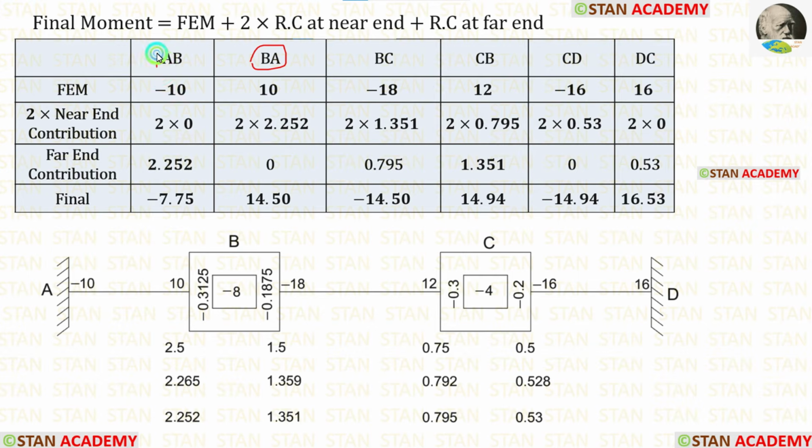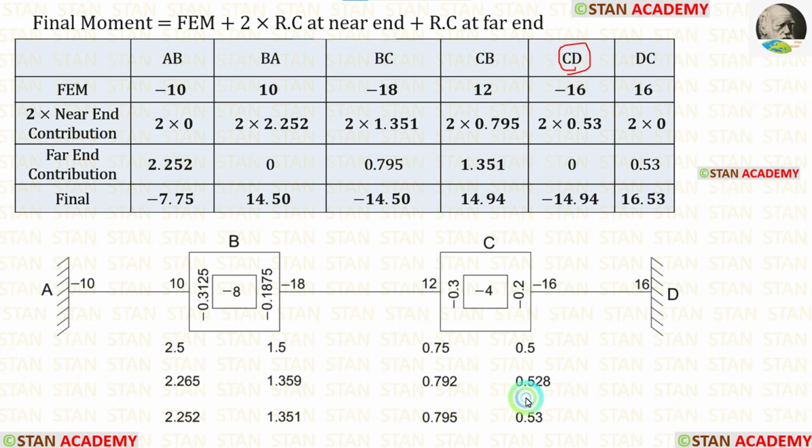For BA, the far end is AB. For AB, the contribution is 0. For BC, the near end contribution is 1.351, so 2 into 1.351. For BC, the far end is CB. In CB, the contribution is 0.795. For CB, the near end contribution is 0.795, so 2 into 0.795. For CB, the far end is BC. In BC, the contribution is 1.351.